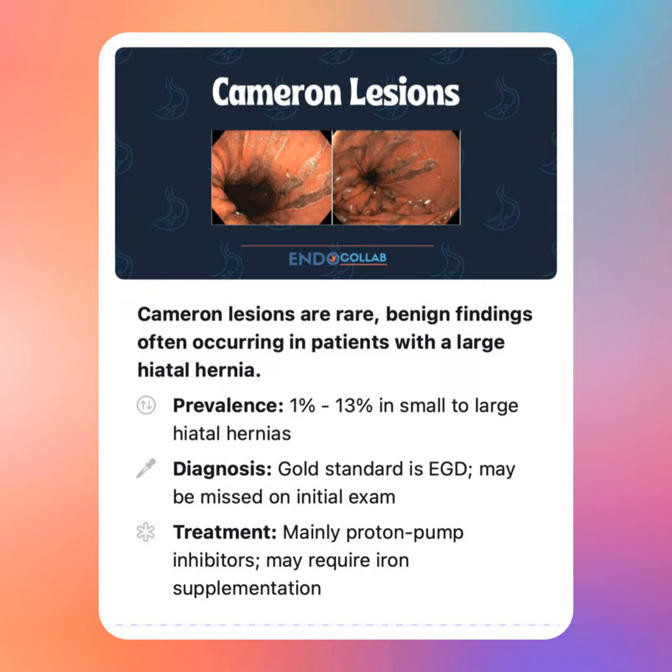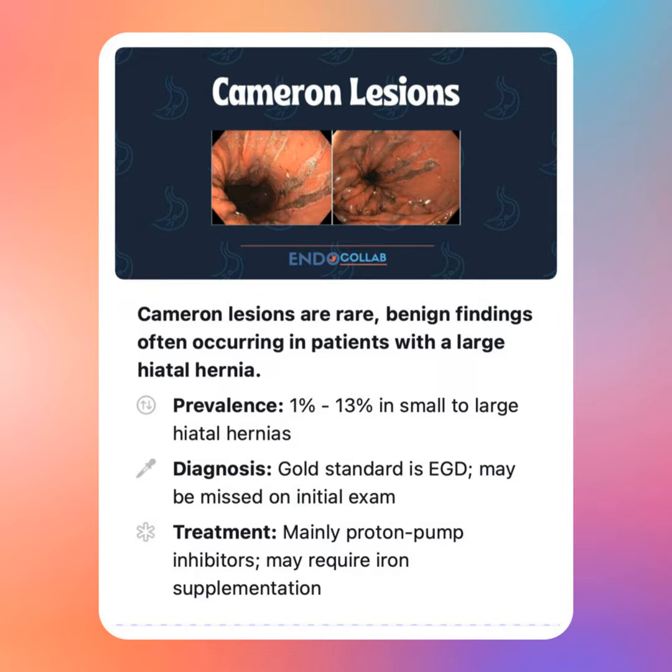Treatment-wise, proton pump inhibitors, or PPIs, are the mainstay. Most patients respond well to this medical therapy. Additionally, iron supplementation can be crucial, as Cameron lesions can lead to iron deficiency anemia. And interestingly, a significant number of patients with these lesions also have gastroesophageal reflux disease, or GERD.